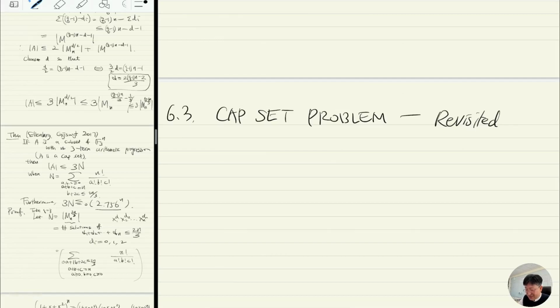So the theorem is the following, right? If you have a subset of F3 to the n without three-term arithmetic progressions, then the number of elements is bounded by this. And the previous proof wasn't symmetric with the three variables, so we're going to show you an alternative proof proposed by Terence Tao. So what we are going to consider is the following function.